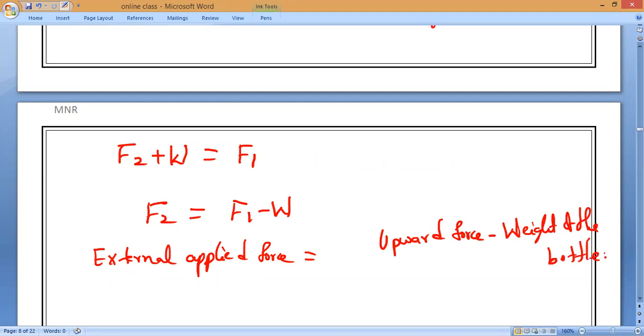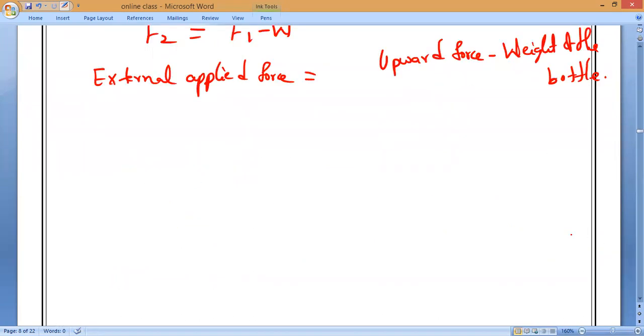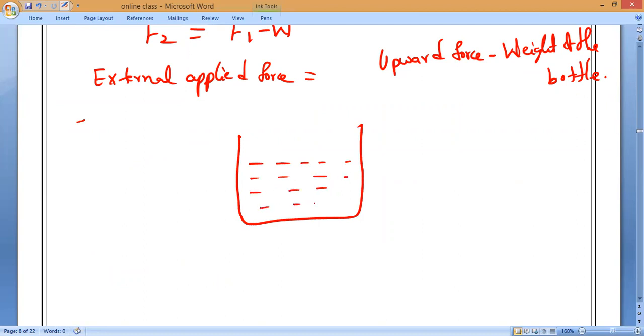Okay, the diagram, please draw all of it right now. The upward force exerted by the liquid. Now you tell me, for example, if this is the beaker, now till here water is there. Mr. Omar is holding the bottle above this.